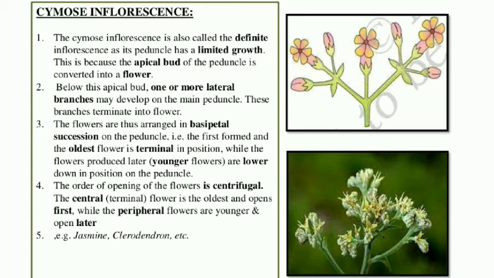Look at the fourth point. The order of the opening of the flower is centrifugal. In case of racemose, it was centripetal. Here it is centrifugal. That is, a central or terminal flower is the oldest and opens first, while the peripheral flowers are younger and they open later. So old flower opens first, new flowers open later.